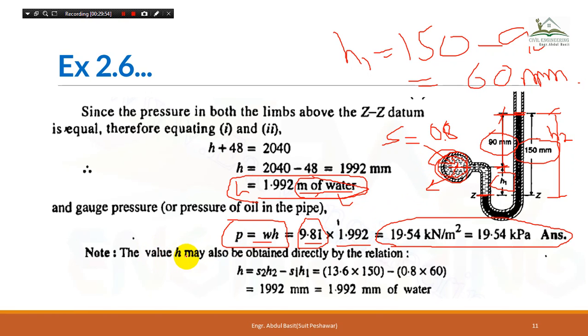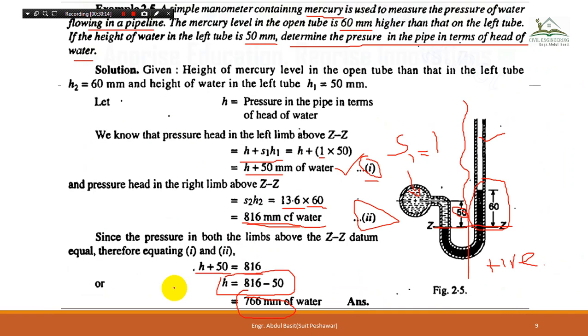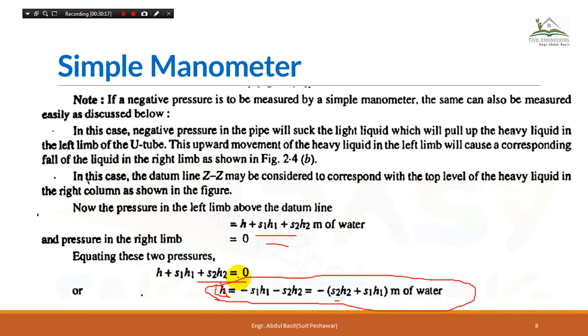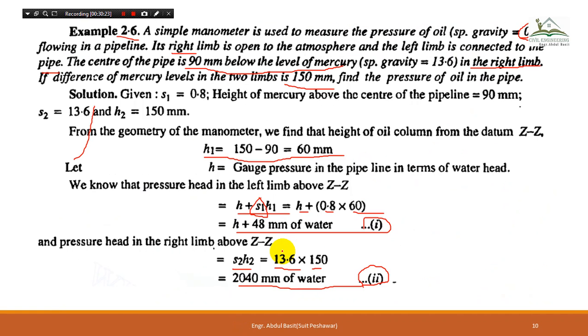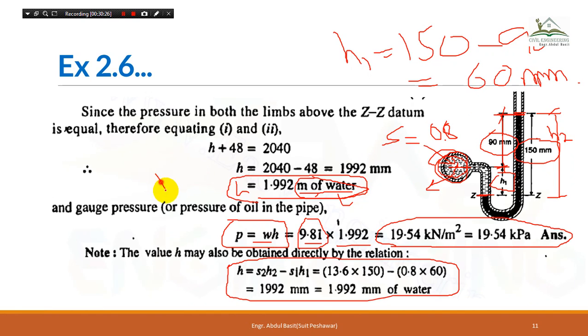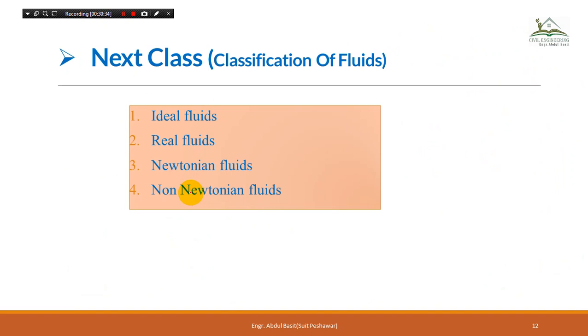Then also, H may be obtained directly by the relation. This is the direct relationship where you can use the equation by a simple or direct method, where H is equal to S2 H2 minus S1 H1, which is this equation for you. Simple. You can use this equation as well. But the detailed method is quite accurate and easy to perform, and conceptually it will be easy to understand as well. That's all from this lecture.